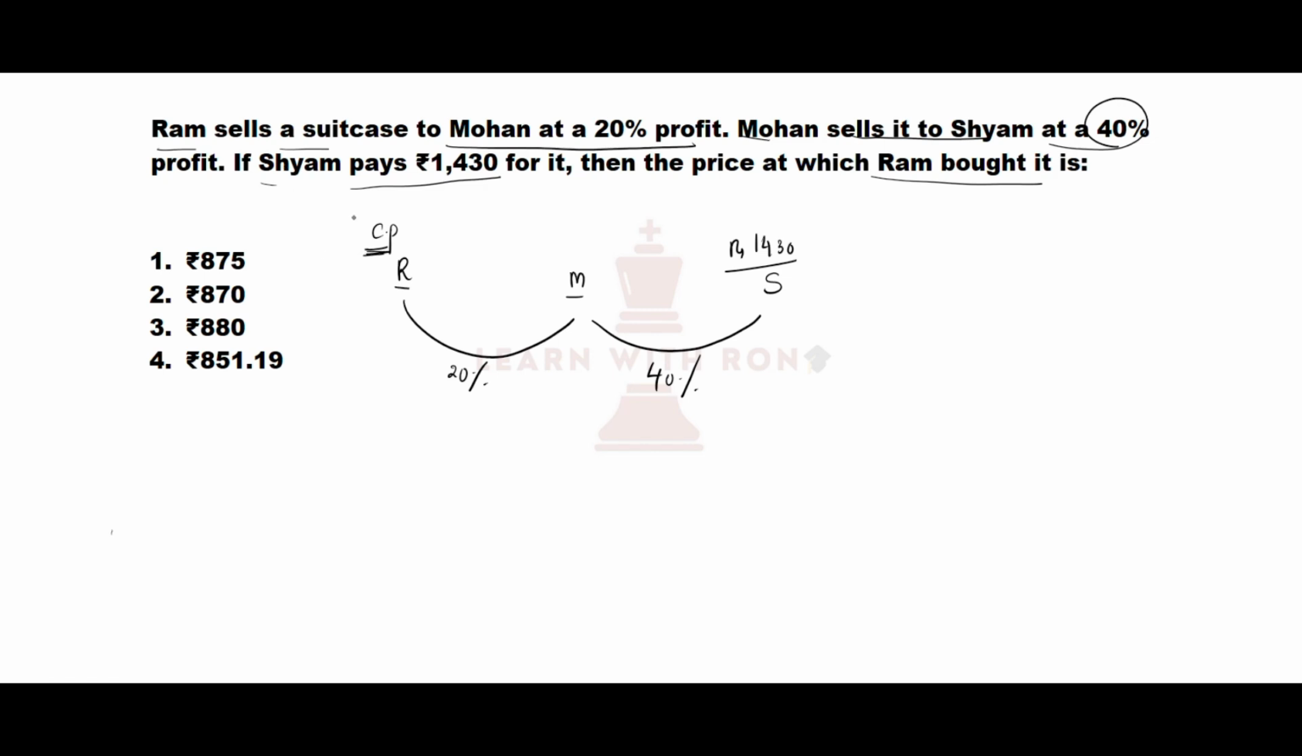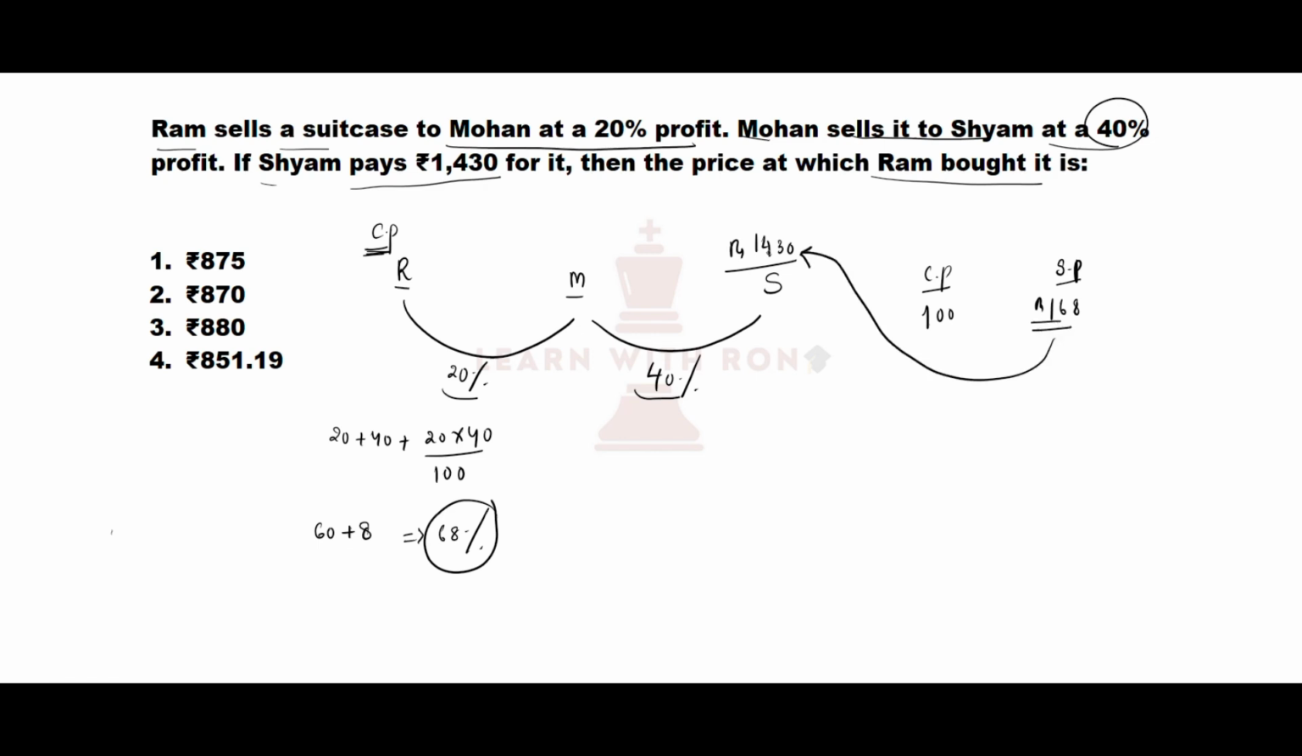So here there is a cost price and 20% and 40% are profits. So effective change how much here? So 20 plus 40 plus 20 multiplied with 40 by 100 only, right? So 20 plus 40 is 60, 20 into 40 is 800, 800 by 100, 8. So 60 plus 8, 68% is the effective change here. Means for example, if 100 rupees is the cost price, so the final selling price is 168 rupees. So this 168 rupees they have given as 1430. They asked us to find 100 value.